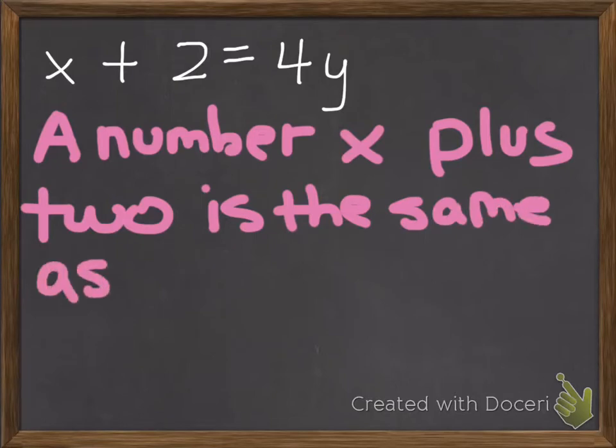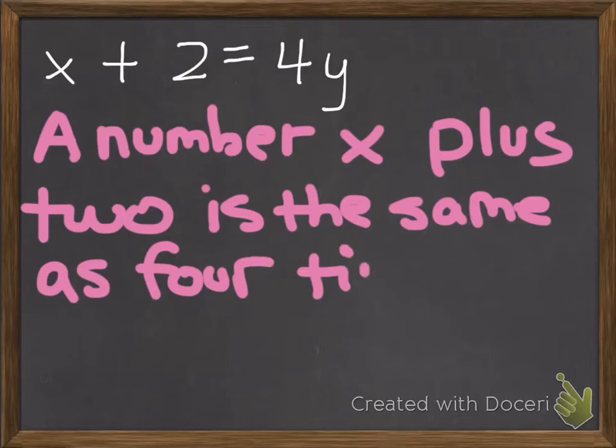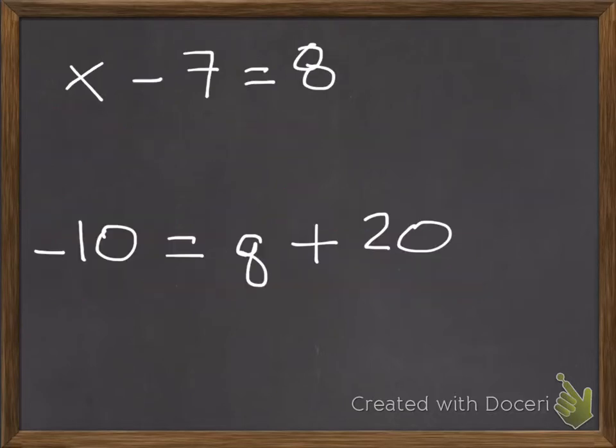And we could say either 4 times y, or we could say the product of 4 and y. You don't have to get too fancy here. You could just say 4 times y, so that's what I'll do. A number x plus 2 is the same as 4 times y. Or we could do times a different number, since x and y are different variables. But that would be our answer.